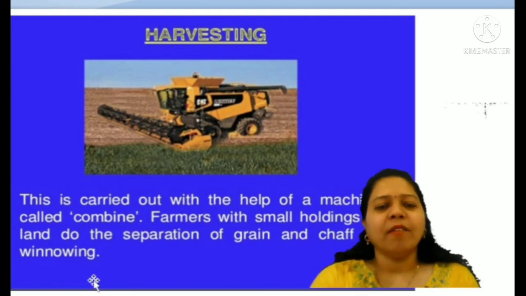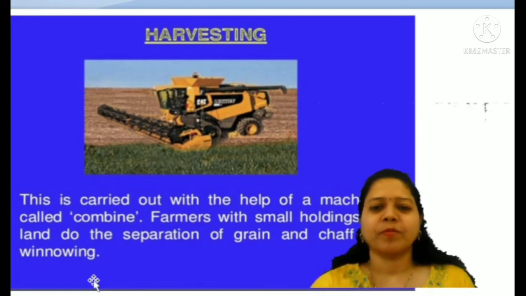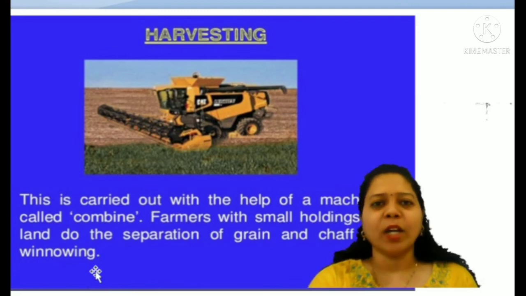Now see here, with the help of this combine, we are able to do the winnowing as well as harvesting. That's why that instrument is known as a combine. With the help of a combine, we are able to do both winnowing as well as harvesting. A combine is one tool which is used for harvesting.